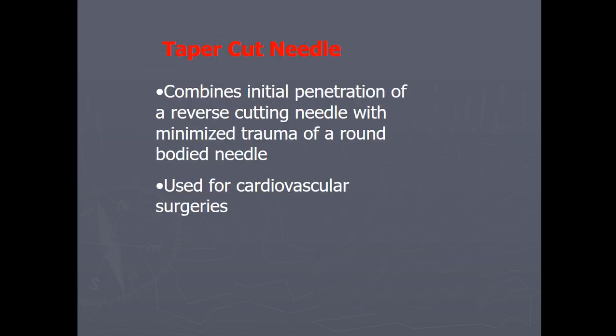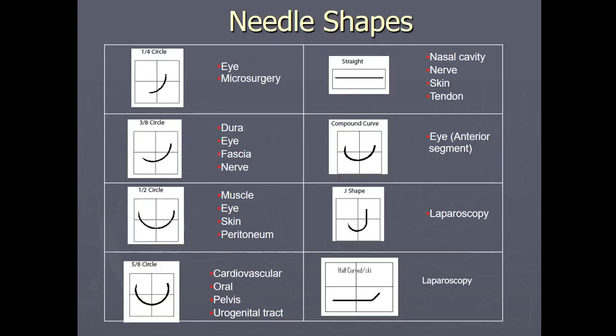Another one is the taper cut needle. Taper cut means it starts with cutting and in the proximal two-thirds it becomes round. So it combines the initial penetration of the reverse cutting needle with the minimized trauma of a round body needle, used for cardiovascular surgery. So initially cutting, later on round body. So these are the variety of needles.